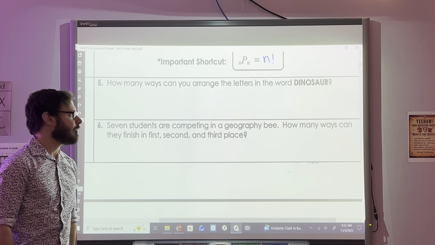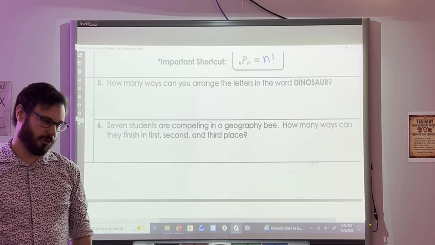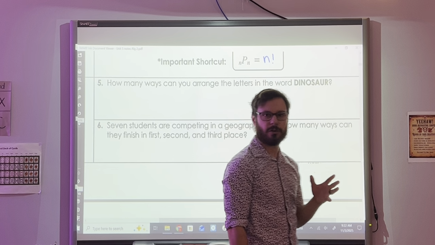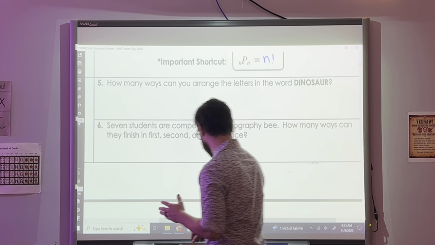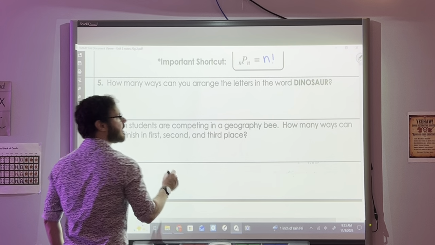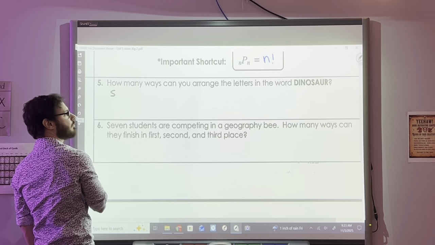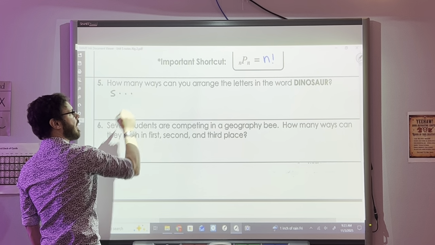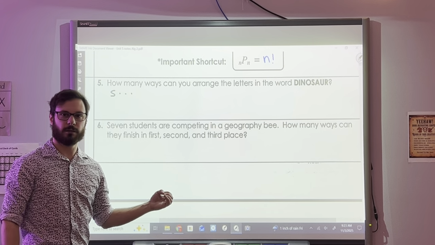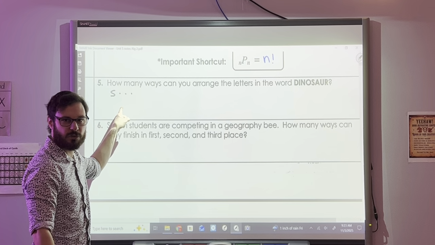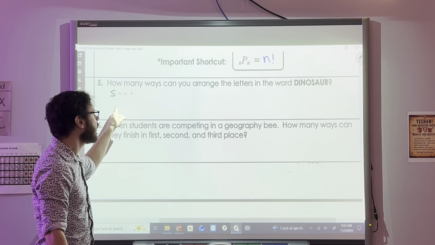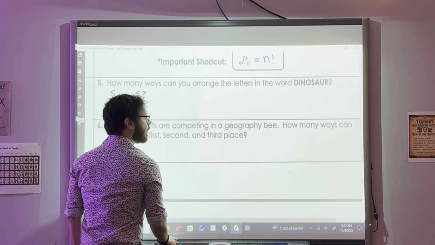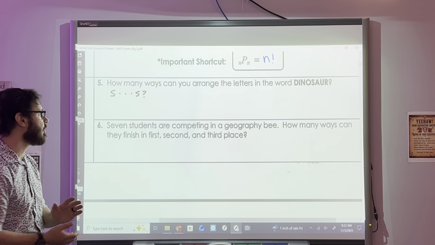How many different ways can you rearrange the letters in the word dinosaur? So here, when I'm rearranging letters, order matters. Because if I choose to rearrange this in a way that the S is first, and then whatever comes after it, it doesn't matter. But I can't choose the S again. I've already used it in the first slot. Order is important. I can't just suddenly have a second S at the back end. That'd be weird. Okay, so that's where order matters.